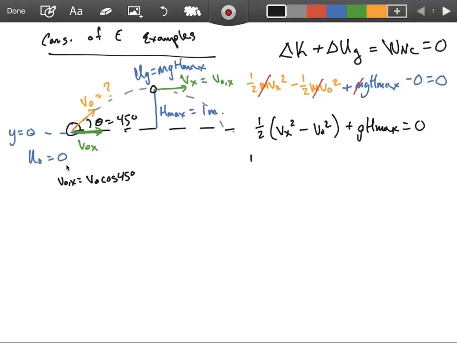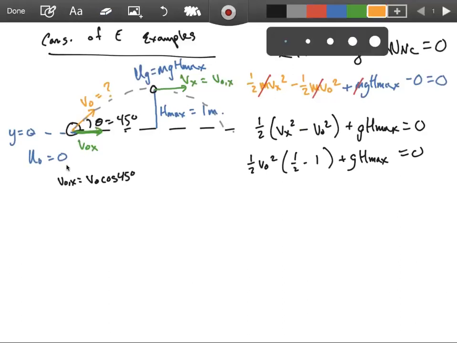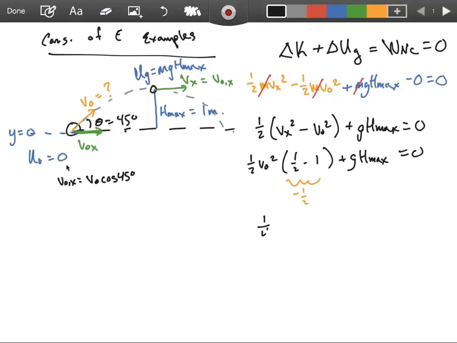So good. So this becomes then 1/2 v0 squared times (1/2 minus 1) plus g h max equals 0. Of course, 1/2 minus 1 is the same thing as negative 1/2. So I'm going to bring that term to the other side. So what I finally get then is that 1/4 v0 squared is equal to g h max. Finding my initial velocity, my initial velocity then is going to be equal to the square root of 4 times g h max. Plug in my numbers.